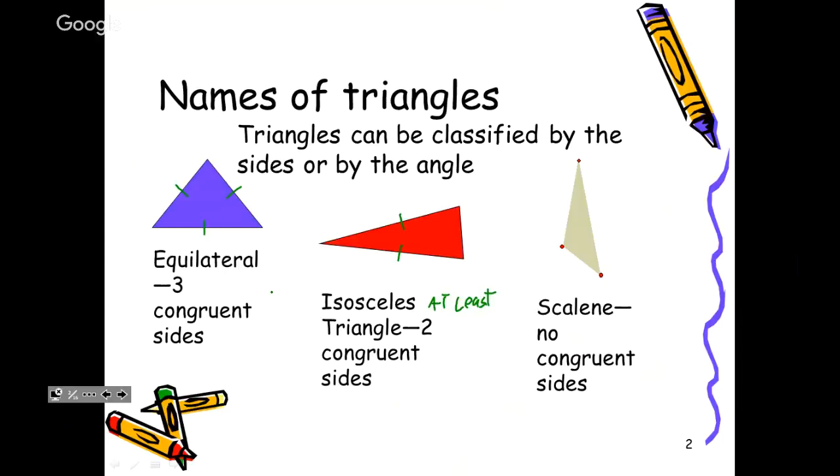And then the third type is scalene. Scalene means none of the sides are congruent. And there's also a relationship between sides and angles, guys. Real quickly, if the sides are the same, the angles opposite of them are the same. We'll get to what opposite means later.